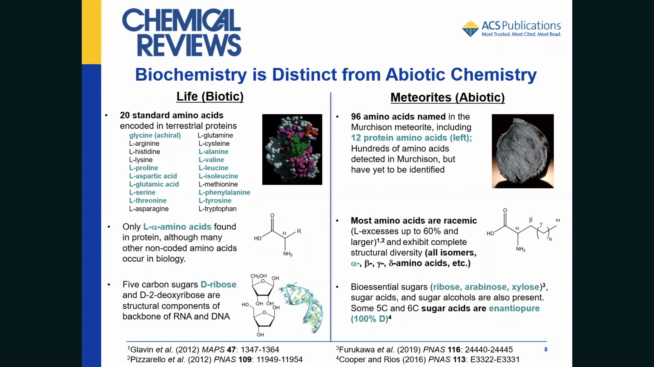And they exhibit basically near complete structural diversity. So you get all isomers, not just the alpha found in life, but beta, gamma, and delta. So again, a lot of complexity and diversity here.